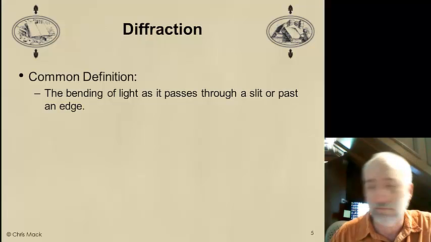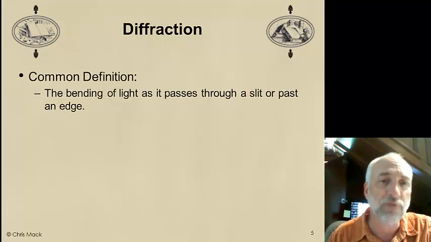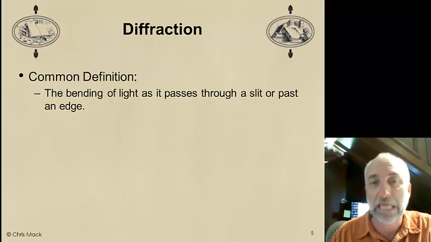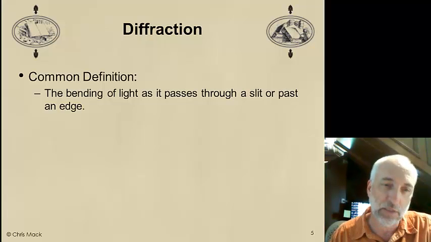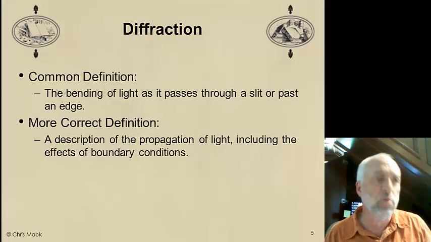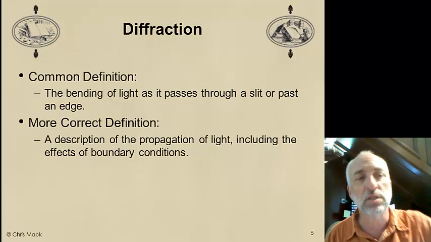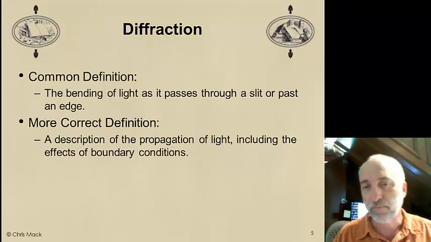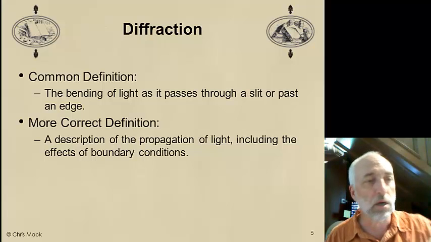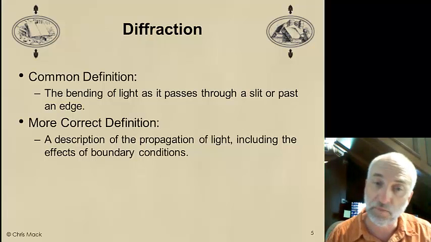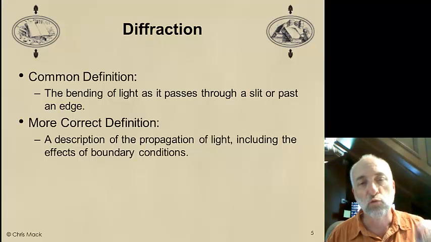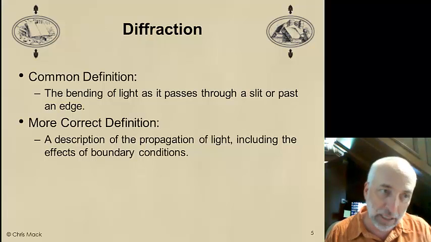Well, when we hear about it in our introductory freshman physics class, or in high school, it's often described as the bending of light as it passes through a slit or past an edge. That's not really what it is. A more correct definition is simply this is the way light propagates. If light travels from point A to point B, that propagation can be described as a propagation of diffraction. However, in many circumstances, we can think of that propagation as simply a ray that goes from point A to point B in a straight line.